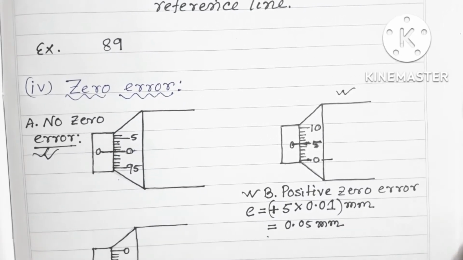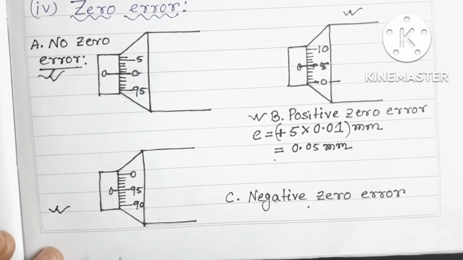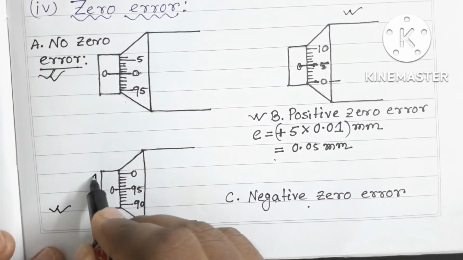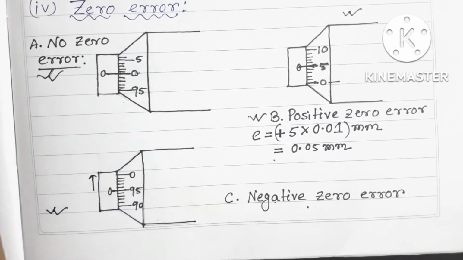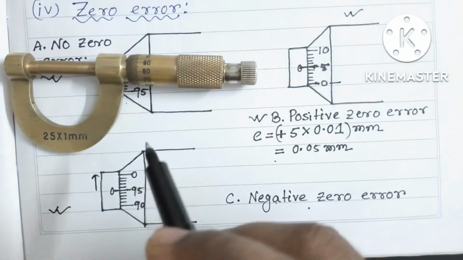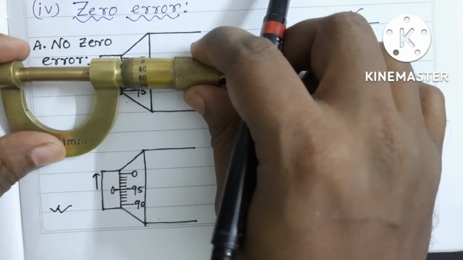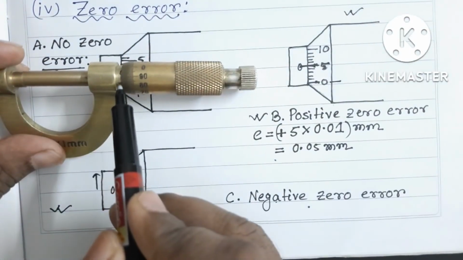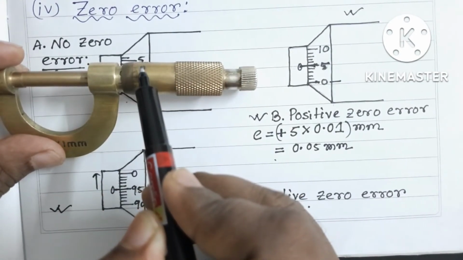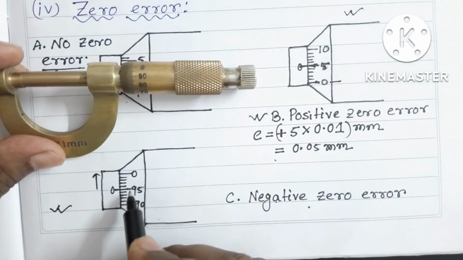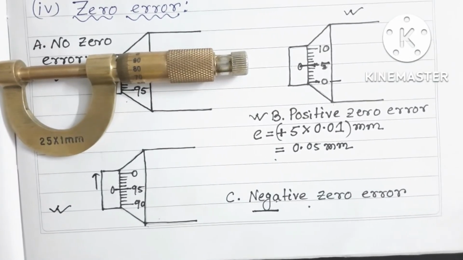There may be a third condition where you can see that 0 is above the reference line. Okay, so this is the case in our instrument also. You can see that this is the reference line, but its 0 is above the reference line. So how to find out the error? This error is known as the negative 0 error.